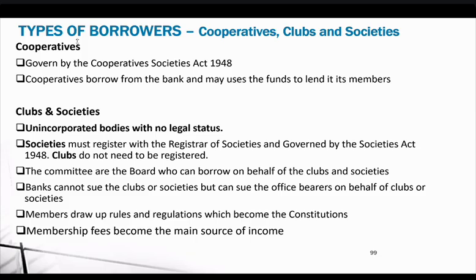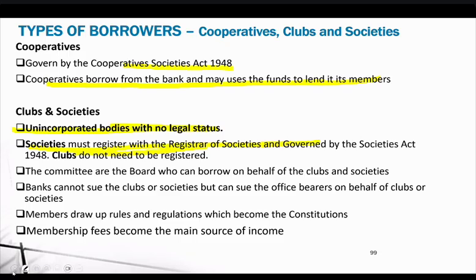Here, cooperatives are governed by the Cooperative Societies Act. They borrow from the bank and use it to fund the lending to members. Now, clubs and societies are unincorporated bodies with no legal status, and societies must register with the ROS. It's governed by the Societies Act. Clubs need not be registered. And they mentioned the committee on the board can borrow on behalf of the clubs and societies. The bank cannot sue the clubs and societies, but can sue the office bearers.